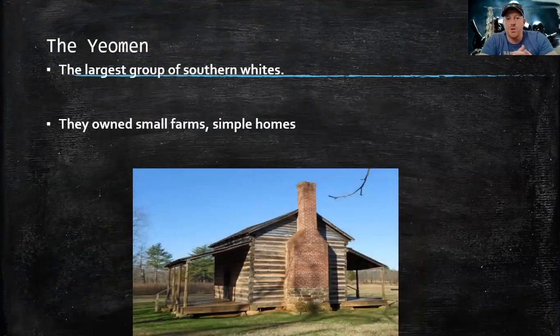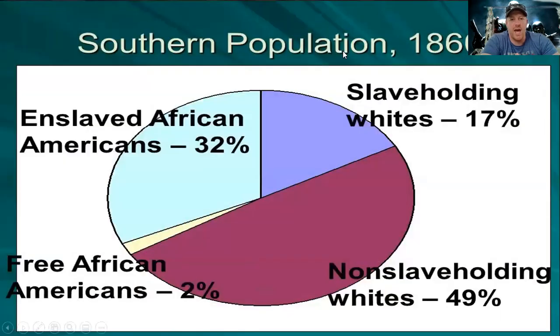Now, let's talk about the Yeomen. They are the largest group of Southern whites, okay? They own small farms, simple homes. Most of them maybe had a slave, maybe two, but it wasn't a given. This next graph is going to show you how many people actually had slaves in 1860, okay?